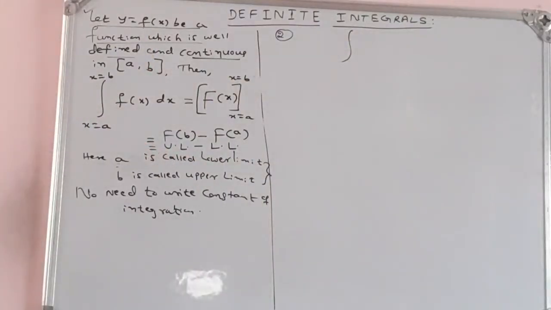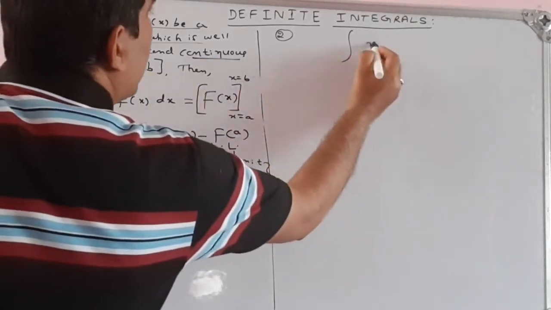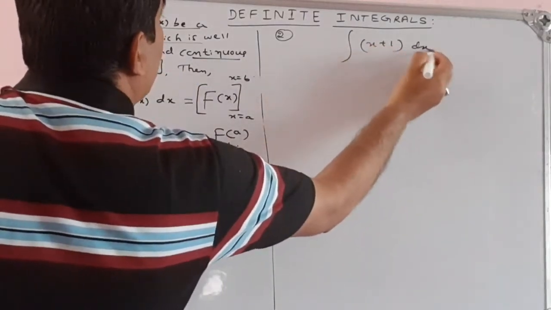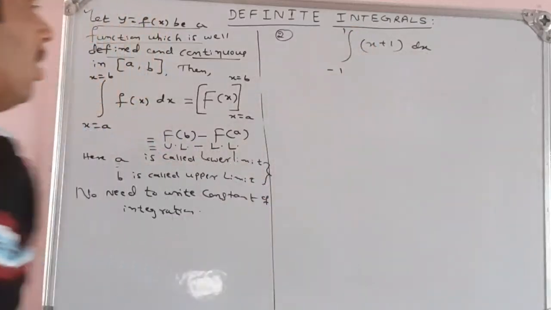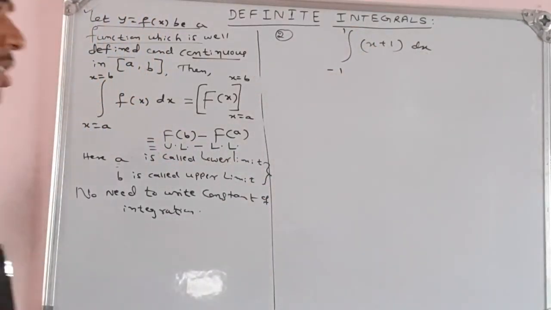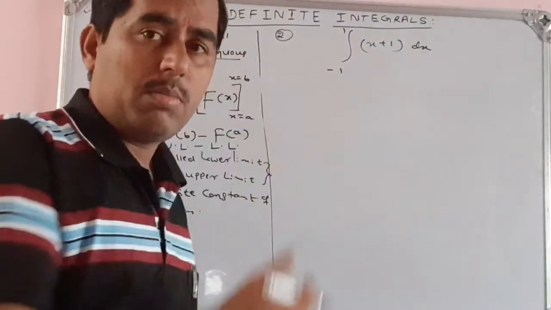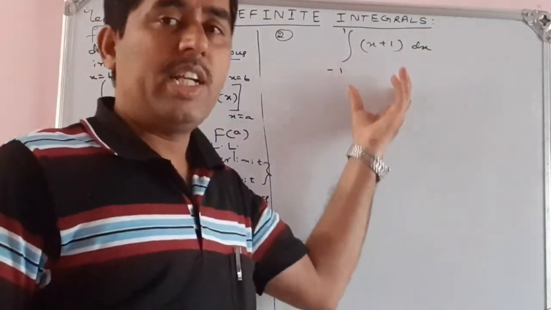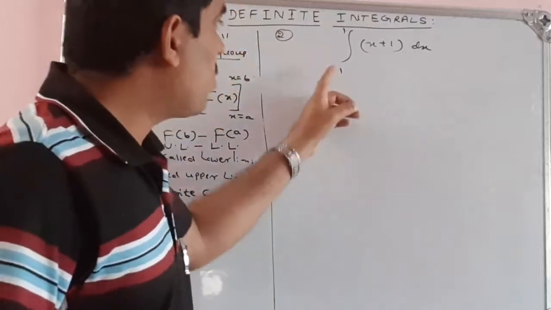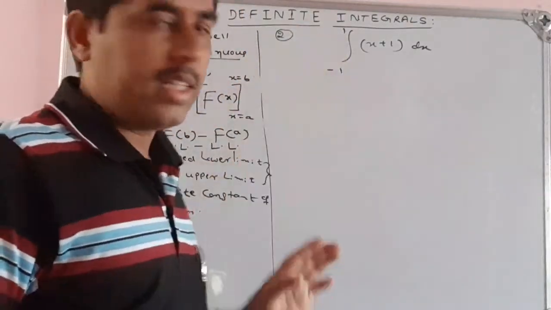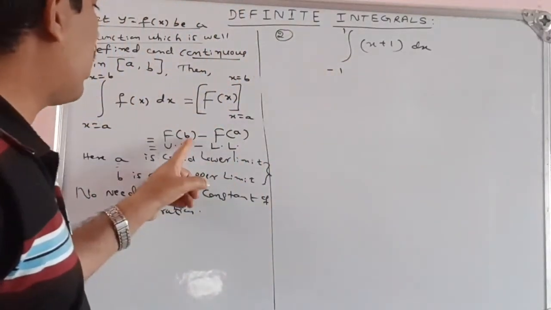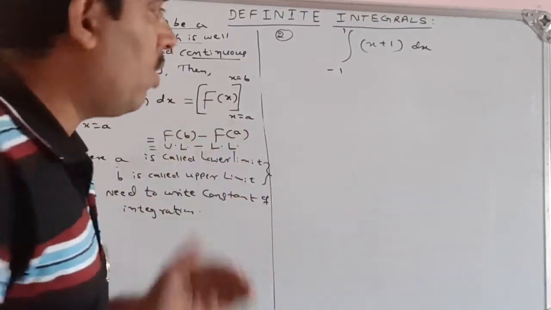So let us integrate this. A very simple example, I will consider this: from minus 1 to 1, integrate x plus 1 with respect to x. All the methods we have done in indefinite integrals are the same. The only thing is we have to write these limits, and then we don't write the constant of integration. We calculate the value at the upper limit and the value at the lower limit.